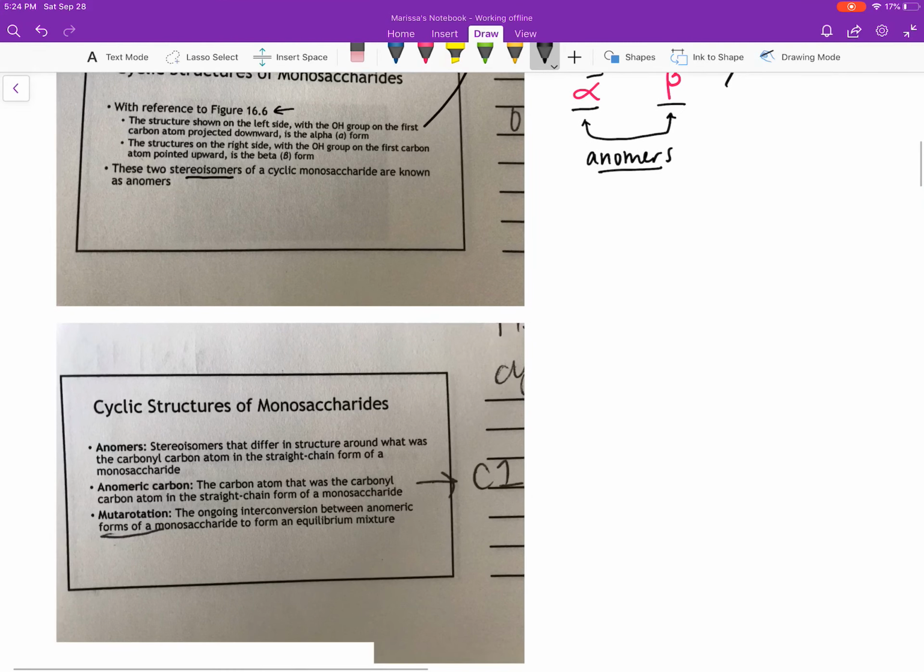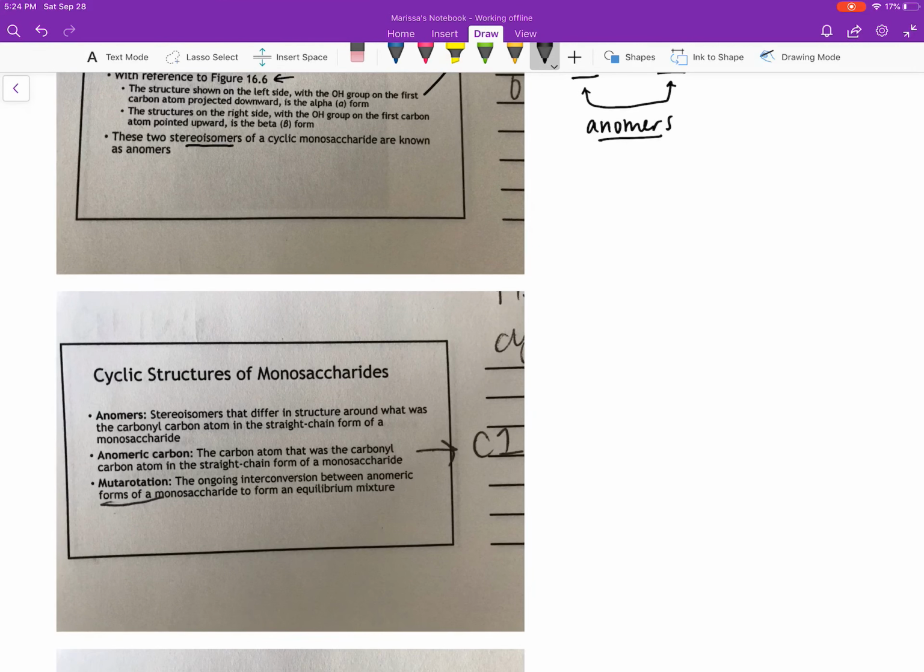Here are some definitions to reiterate what we just talked about. The anomers are stereoisomers that differ in structure around what was the carbonyl carbon, so that's our C1, in the straight chain or Fischer projection form of the monosaccharide. Reiterating what we said before, the anomeric carbon is the carbon atom that was on the carbonyl, C1, in the straight chain form of a monosaccharide.